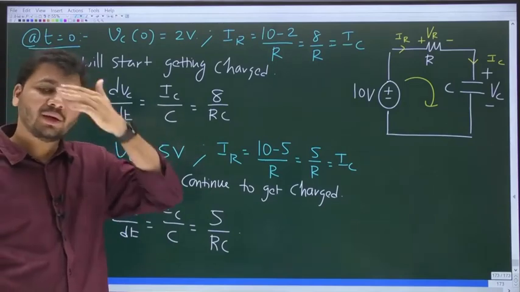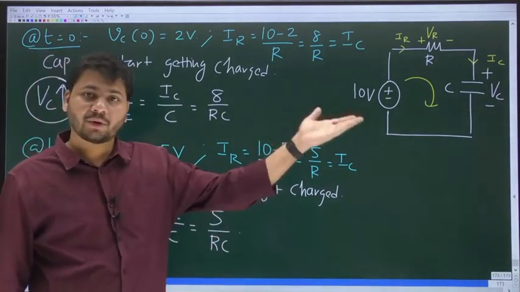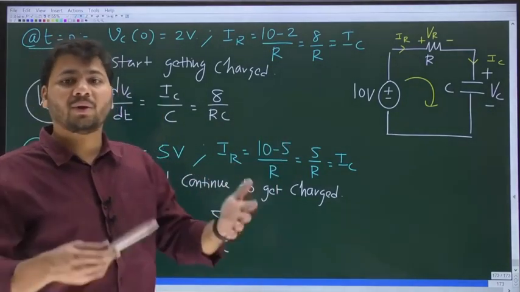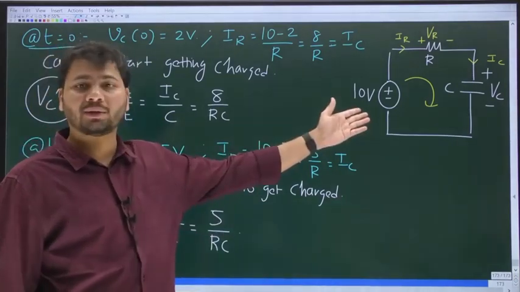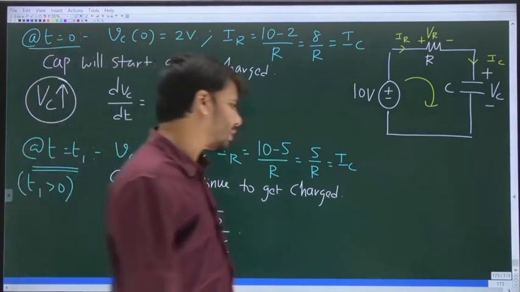Earlier, in the source free case, ultimately the cap will get fully discharged. In this RC circuit driven by a DC source, the cap will get fully charged. Charged to what voltage? The value of the DC voltage source, that is 10 volts in this case. That's all.